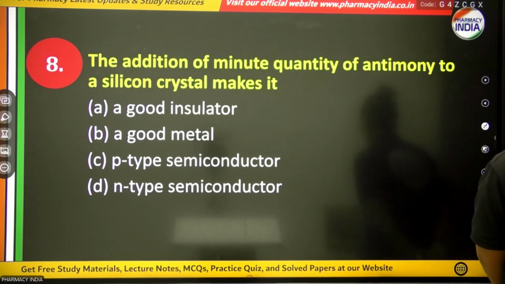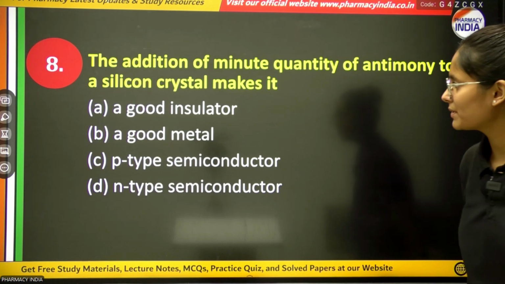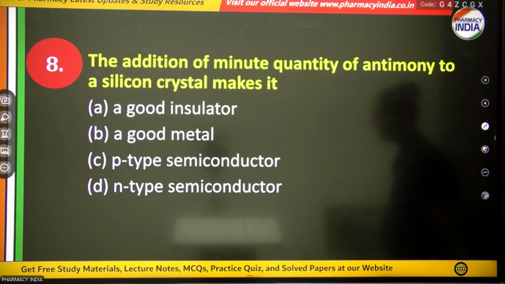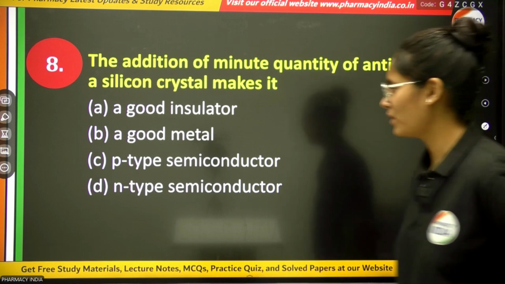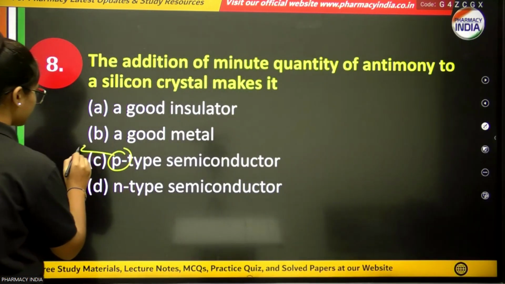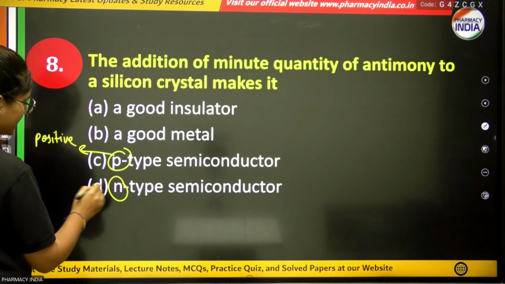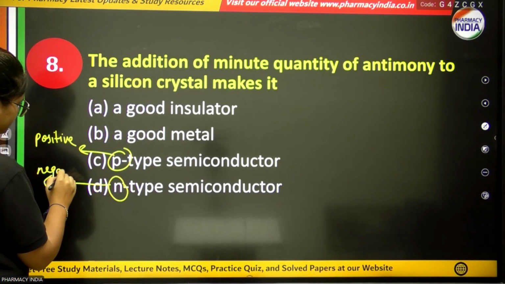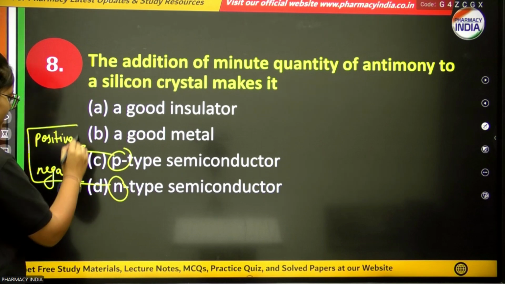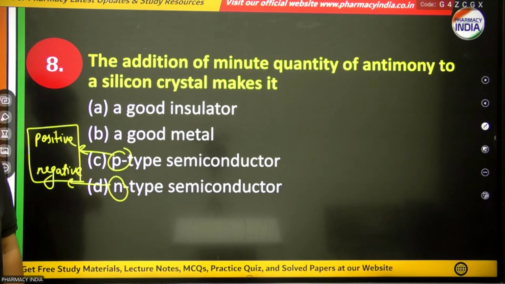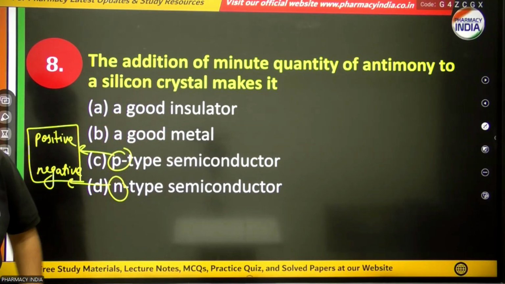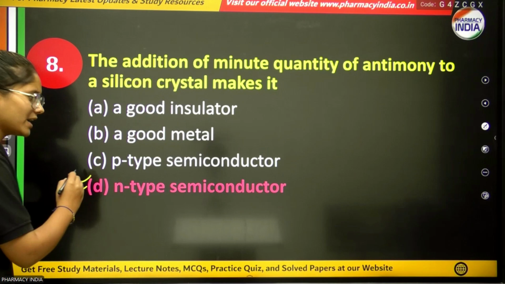Next question. The addition of a minute quantity of antimony to a silicon crystal makes it, if we add a very small quantity of antimony to a silicon crystal, what will be the effect? A good insulator, a good metal, p-type semiconductor or n-type semiconductor. What is p and n? P is positive and n is negative. So basically we are adding an impurity to a pure silicon crystal. The correct option will be n-type semiconductor.